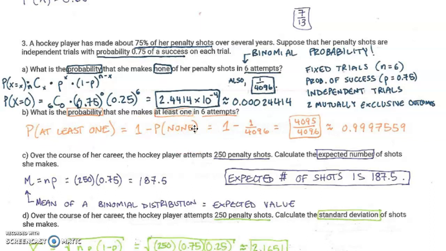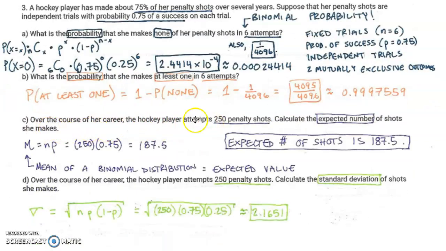That's complement probability. For letter C, over the course of a career, she takes 250 shots. We're calculating the expected number of shots, otherwise known as the mean number of shots for the distribution, and the mean of a binomial distribution is just n times p. It's a very simple formula that you will be given on the test. Just multiply them together, no big deal.